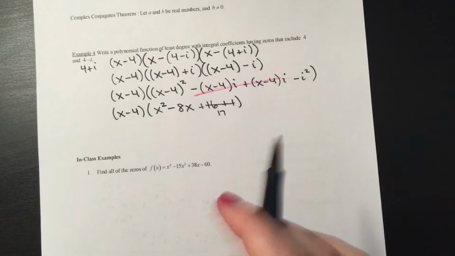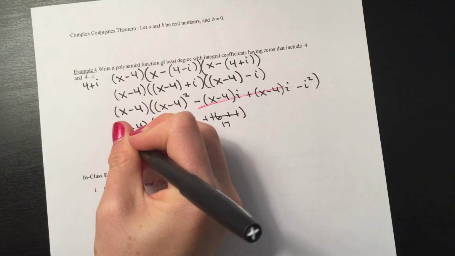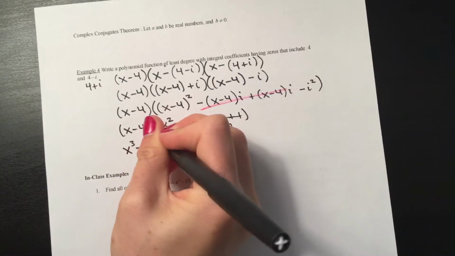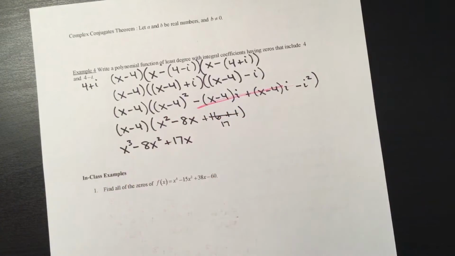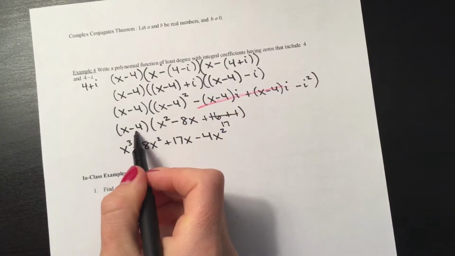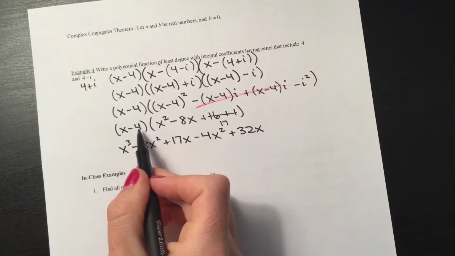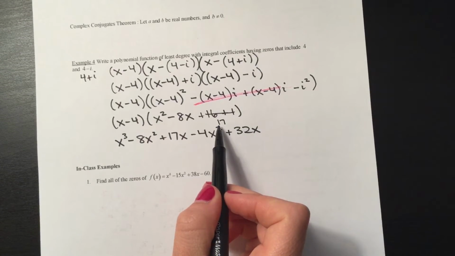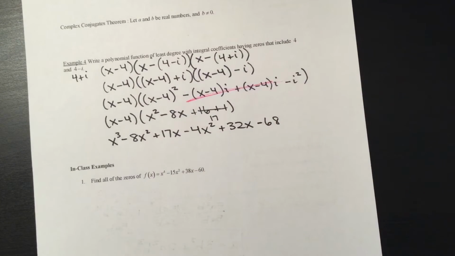So now finally, FOIL all this out. We have x times x squared, which is x cubed. Then x times negative 8x, x times 17. And then we move to negative 4. Negative 4 times x squared, negative 4 times negative 8x, and then negative 4 times 17. 4 times 10 is 40, 4 times 7 is 28, so that would be a negative 68 when you combine those.